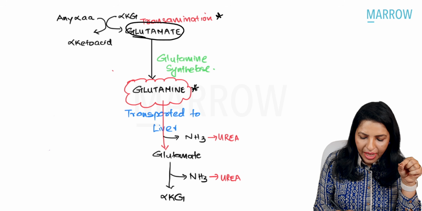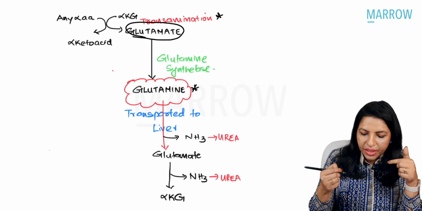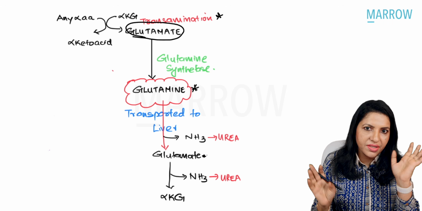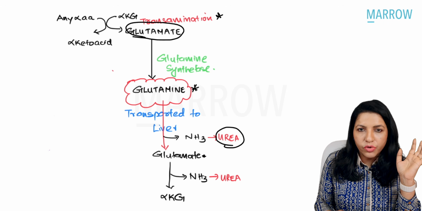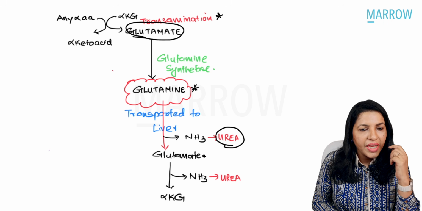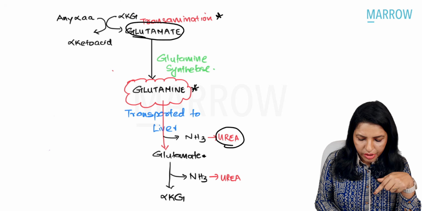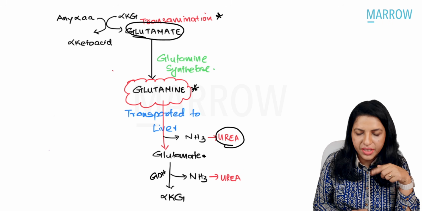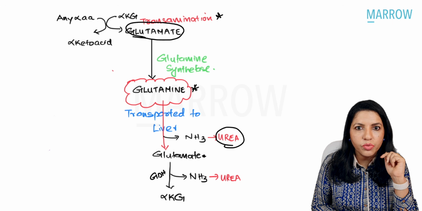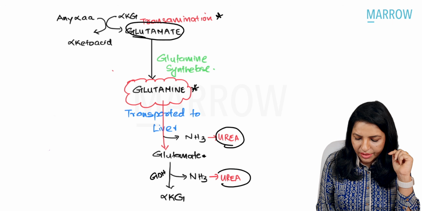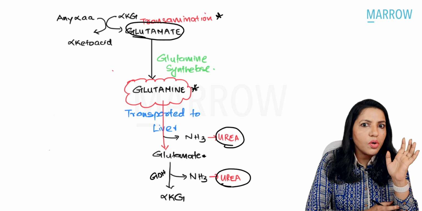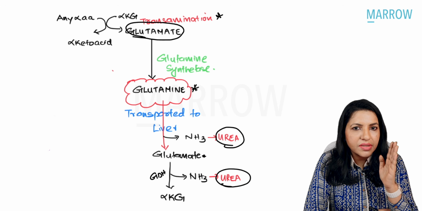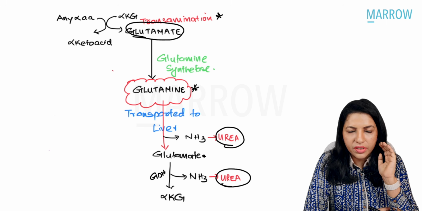In the liver, what happens? The glutamine is converted to glutamate. Then what is released? Ammonia is released. And what happens to that ammonia? It enters into the urea cycle. Again, the glutamate is converted to alpha ketoglutarate. The enzyme is glutamate dehydrogenase. And what happens there? Again, one more ammonia is released and it enters into the urea cycle. This is how ammonia is handled carefully in our body, where it is detoxified in the liver, right?